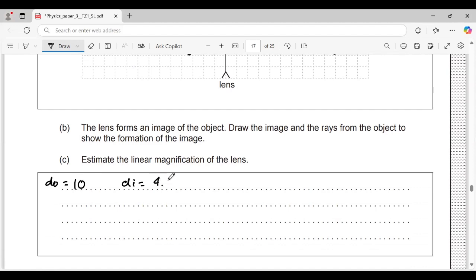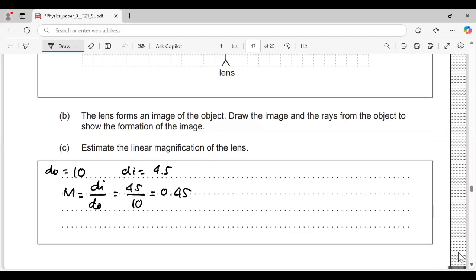And the magnification is image distance over object distance. 4.5 over 10. And this is 0.45. That is the magnification. Next.